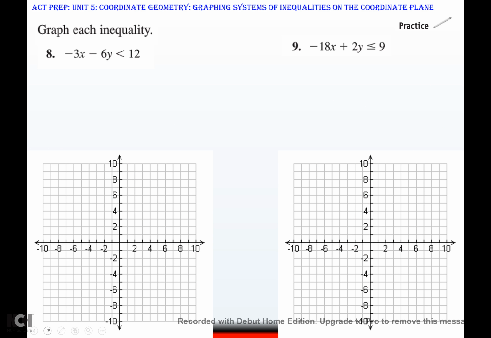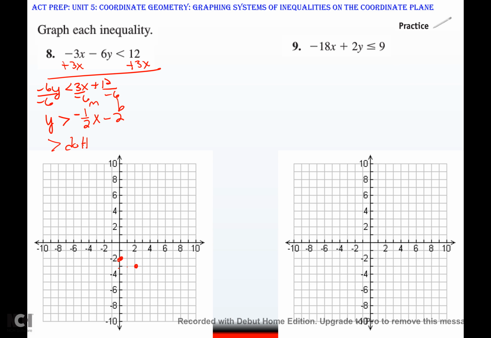All right, so if we try number 8, again, we've got to get y alone. So I'm going to add 3x. Add 3x. I get negative 6y is less than 3x plus 12. Divide by negative 6. I get y is greater, because I divided by a negative, means I have to flip my inequality. This is going to be negative 1/2 x minus 2. So I'm looking for Brad at the negative 2nd floor. Not there. The monkey says down 1, right 2. No bar means dotted. So connect with the dotted line.